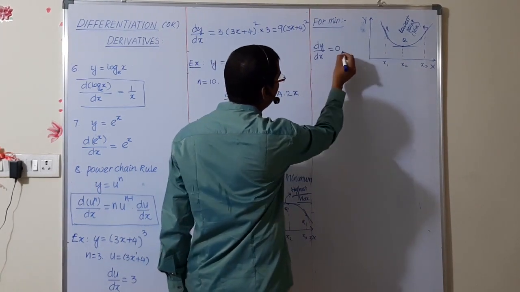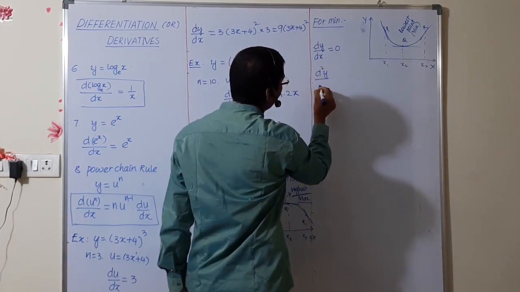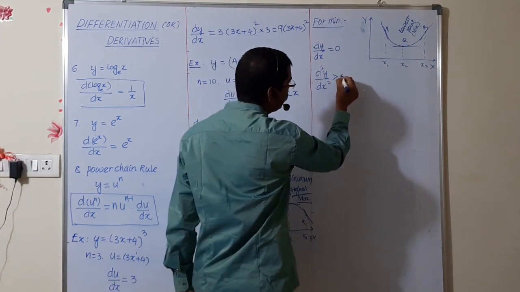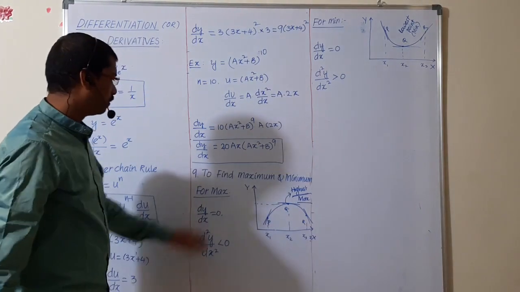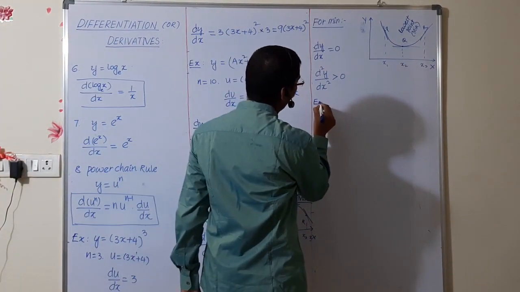The second condition is d²y/dx², the double differentiation, should be greater than 0. This will become the minimum one. Based on this, we will solve one sum. I will explain one sum.